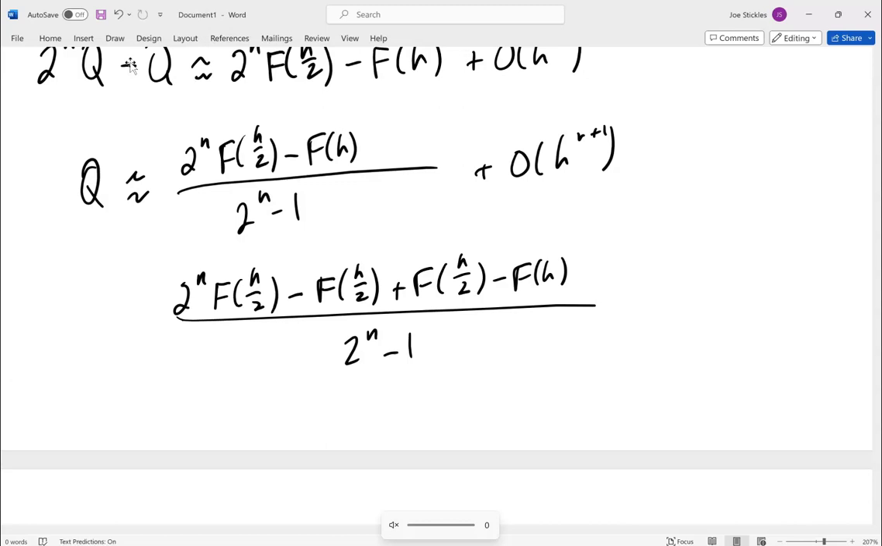2 to the n plus 1. So you're left with 2 to the n minus 1, so those will cancel, right? So this will be equal to f of h over 2, and then I'll write it as plus 1 over 2 to the n minus 1 times f of h over 2 minus f of h.